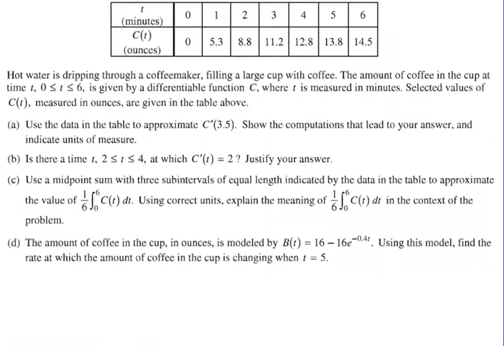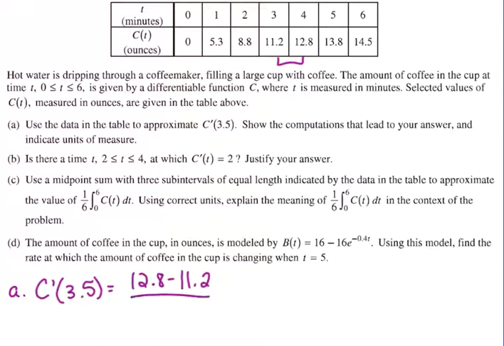Well, C prime is the derivative, think slope. So if we're trying to find 3.5, then we're going to use the values at 3 and 4. So that's going to be, let me label it, always label, C prime of 3.5 equals 12.8 minus 11.2 over 4 minus 3. Notice this is calculator active, but they make it very manageable. 12.8 minus 11.2 is 1.6. 4 minus 3 is 1.